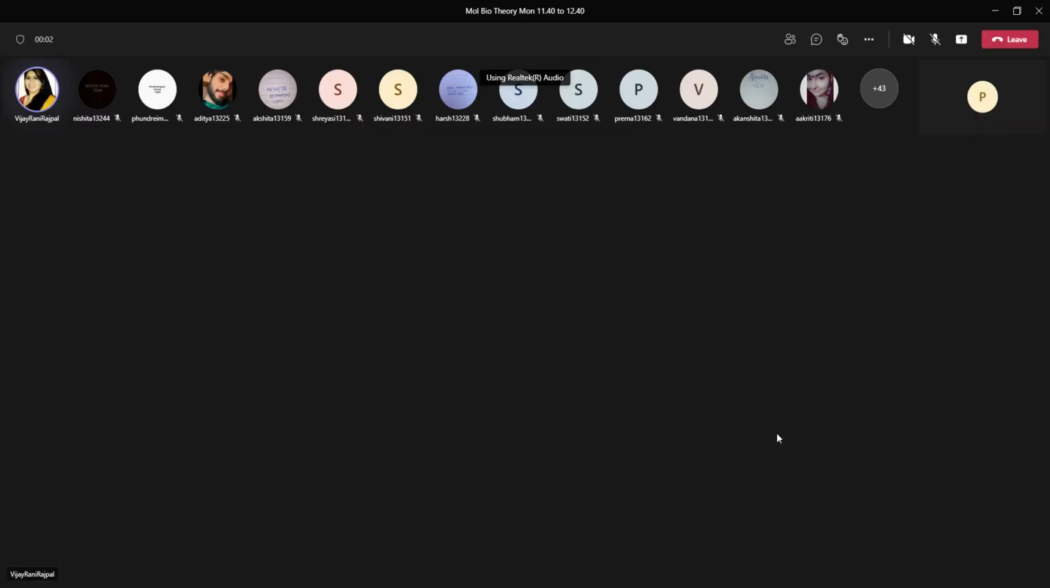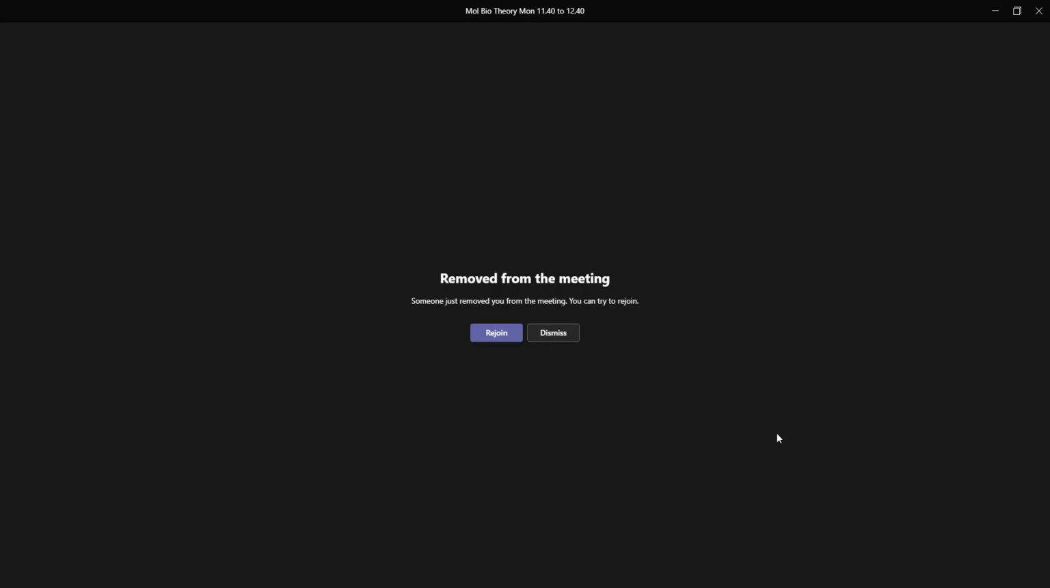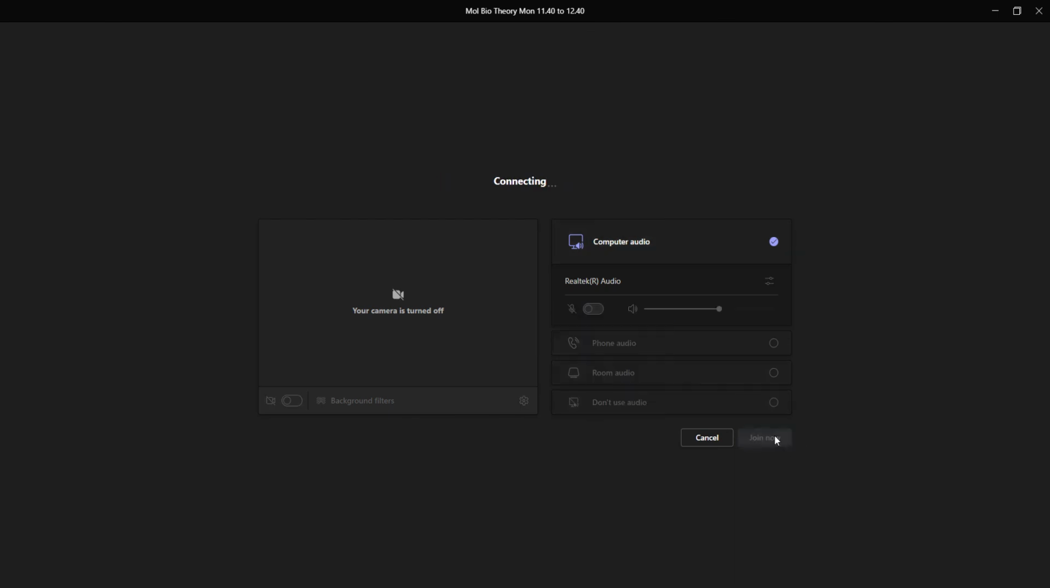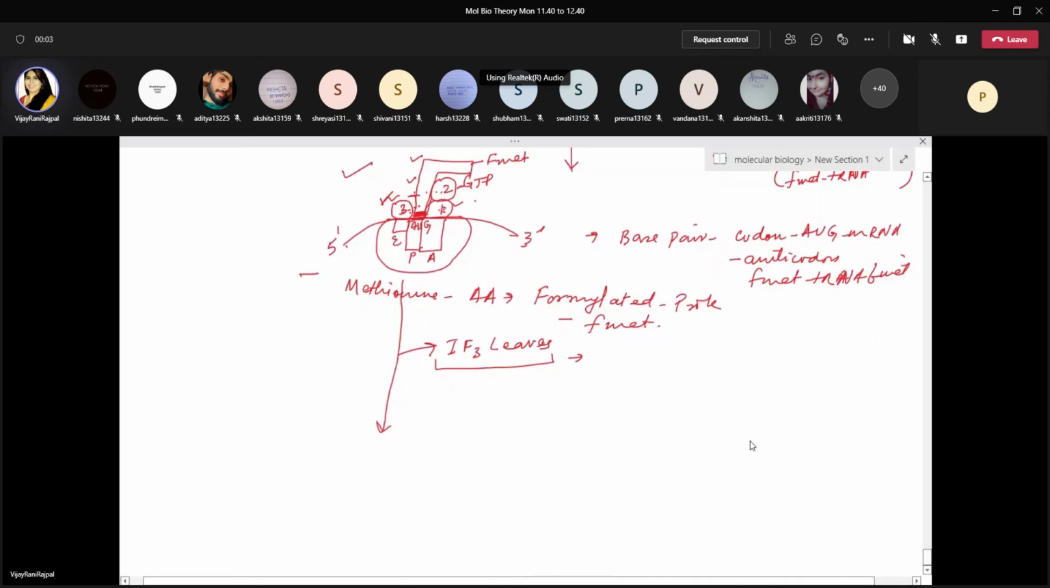IF3's function was this: IF3 was required so that this could associate, like needing protection from two sides. Its function is over. The first tRNA has joined the ribosomal 30S subunit. Now IF3 can leave because bonding between codon and anticodon has already taken place. This can no longer break. It will stay there. So IF3 leaves.